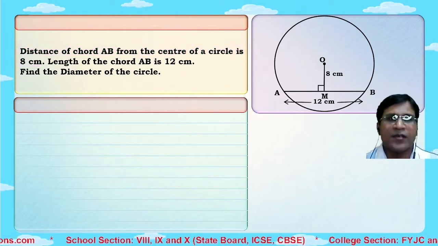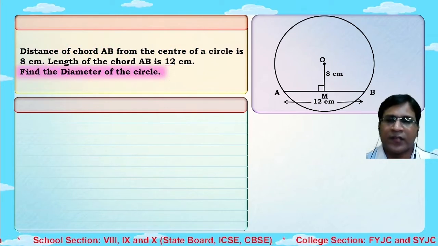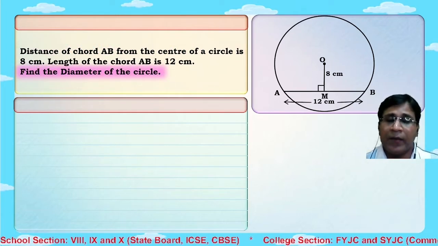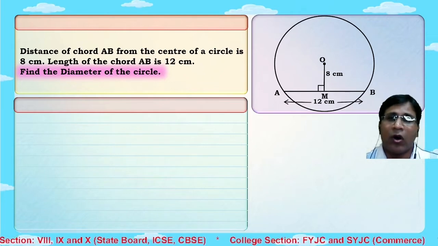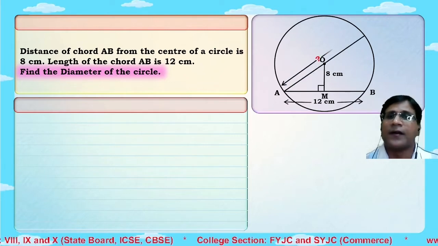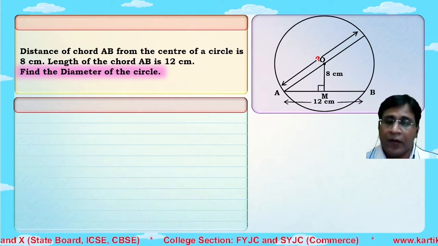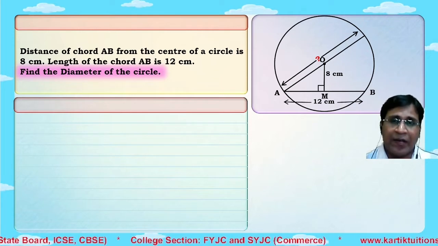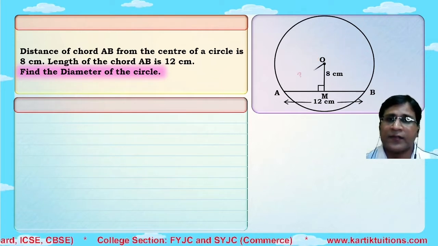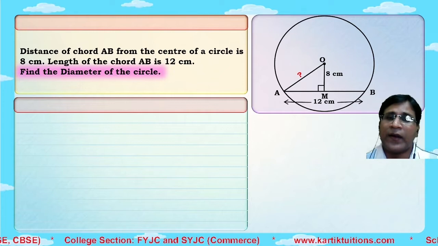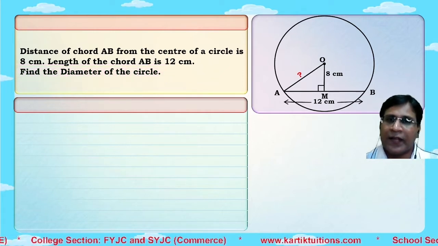They have asked us to find the diameter of the circle. Now diameter, what is the diameter? It is a special type of chord which is passing through the center, and it is the largest chord. So in order to find the diameter, first we need to find the radius. Now when I say radius, we need to find the length OA. So let's start with the sum.